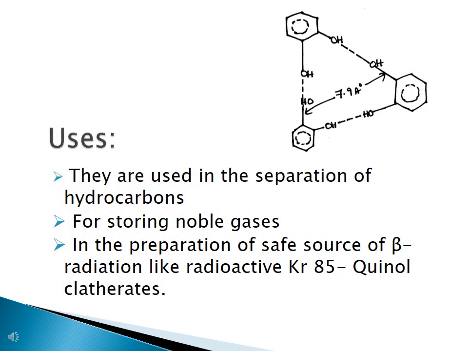Now let us see some of the important uses of clathrates. They are used in the separation of hydrocarbons, for storing noble gases, and in the preparation of a safe source of beta radiation like radioactive krypton-85 quinol clathrate. With this, we have come to the end of this chapter.